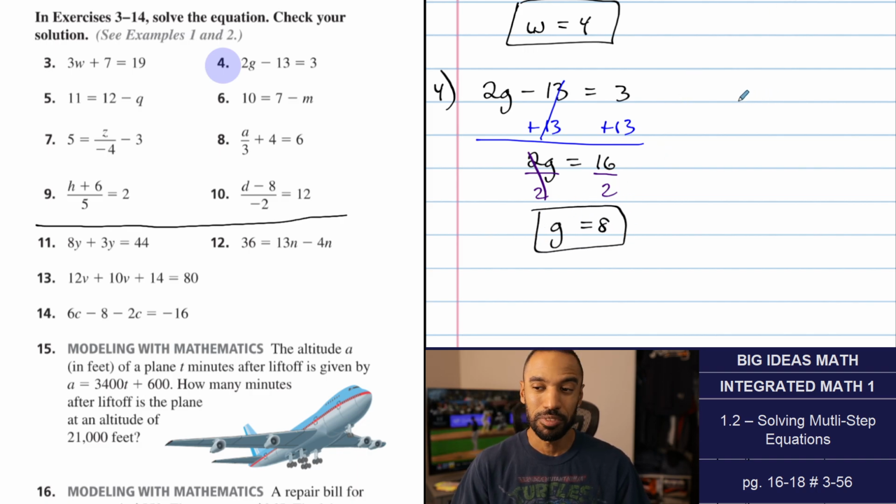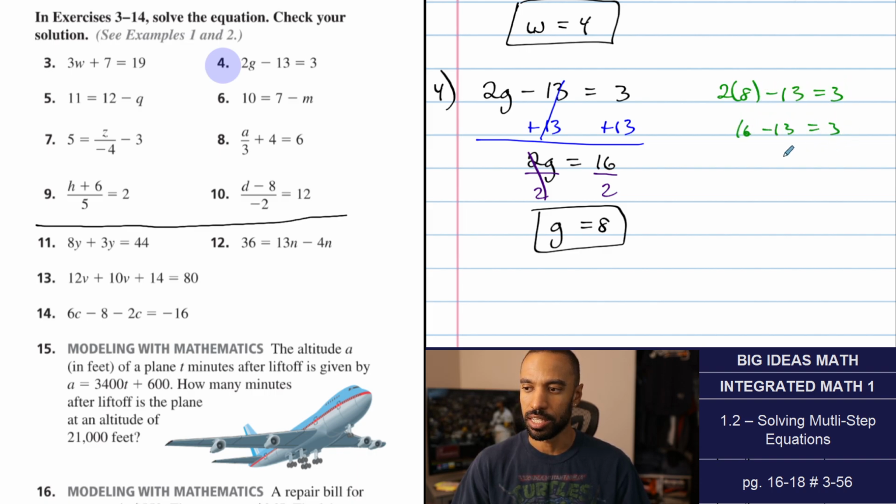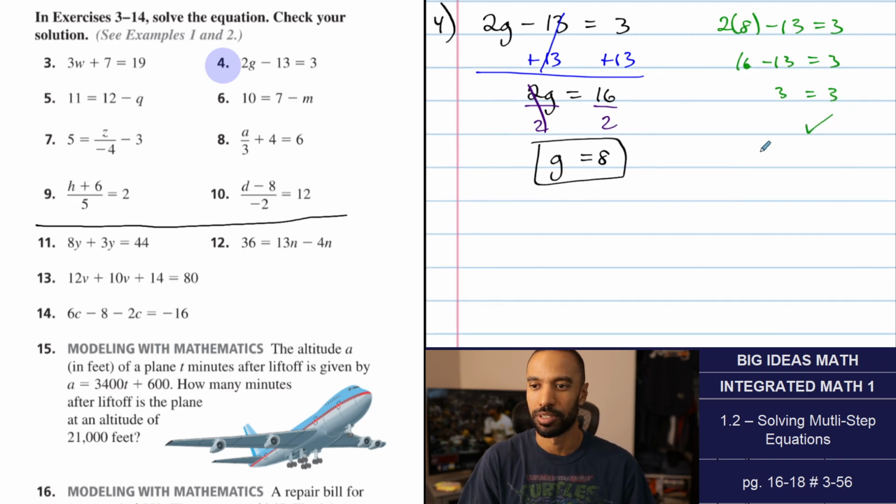Are we sure? No. Let's go ahead and check it. 2 times 8 is 16. 16 minus 13 gives you 3. And hey, that equals 3. I feel better about things now. Do you? I do.